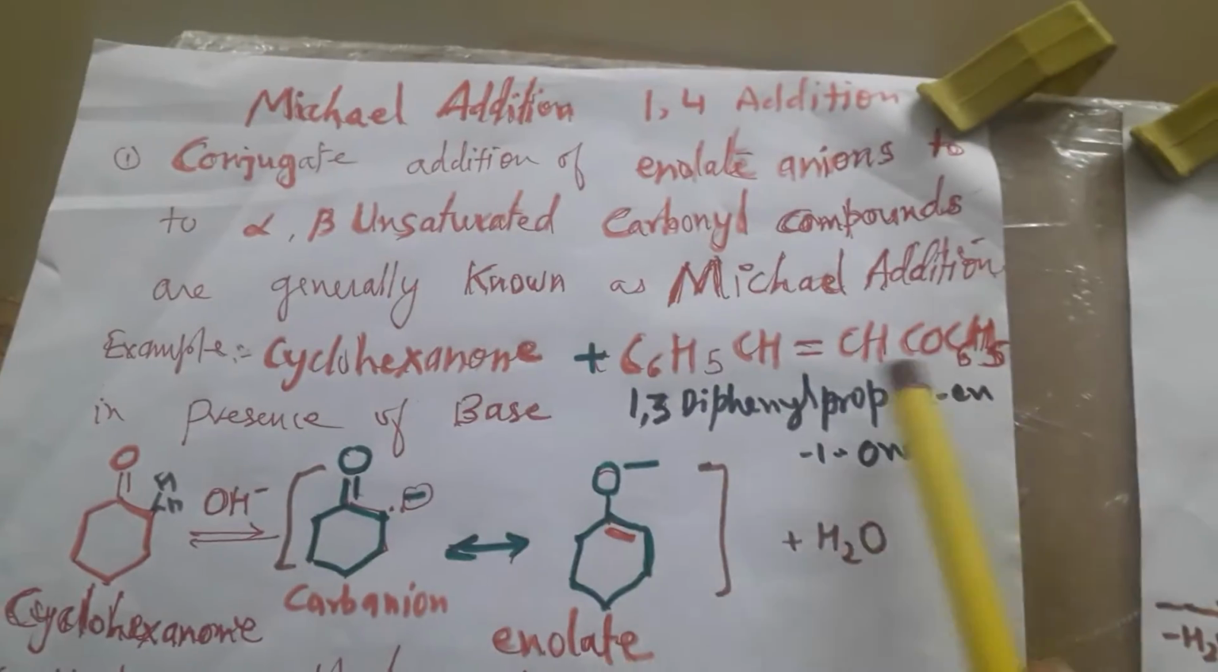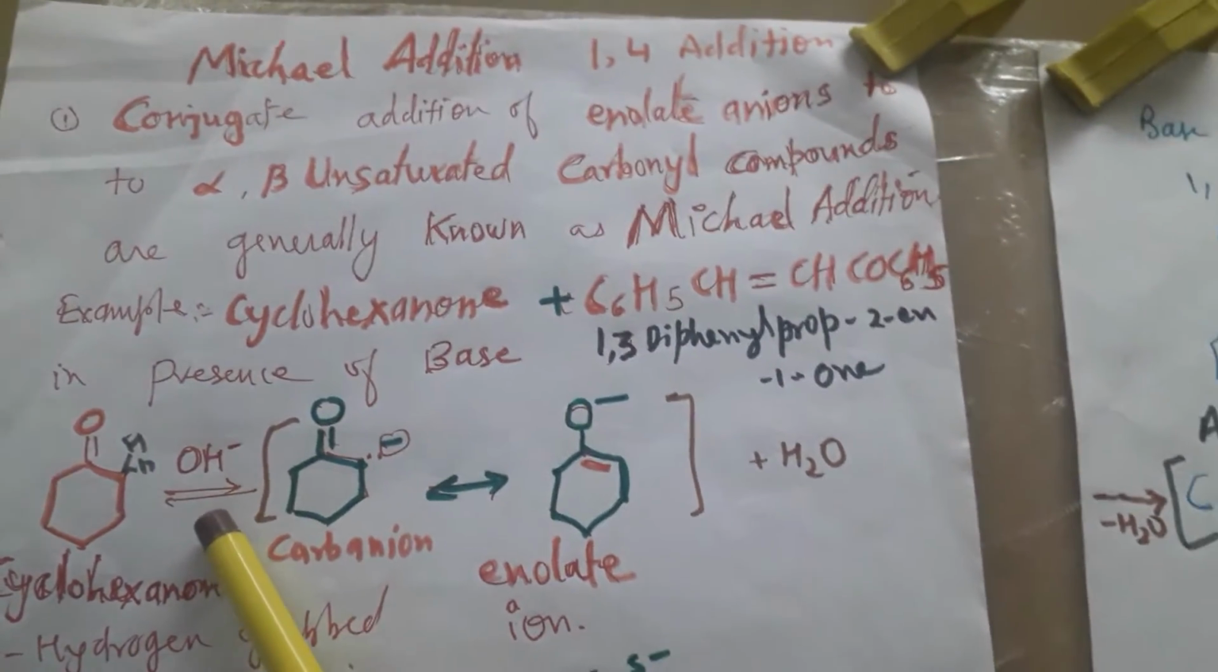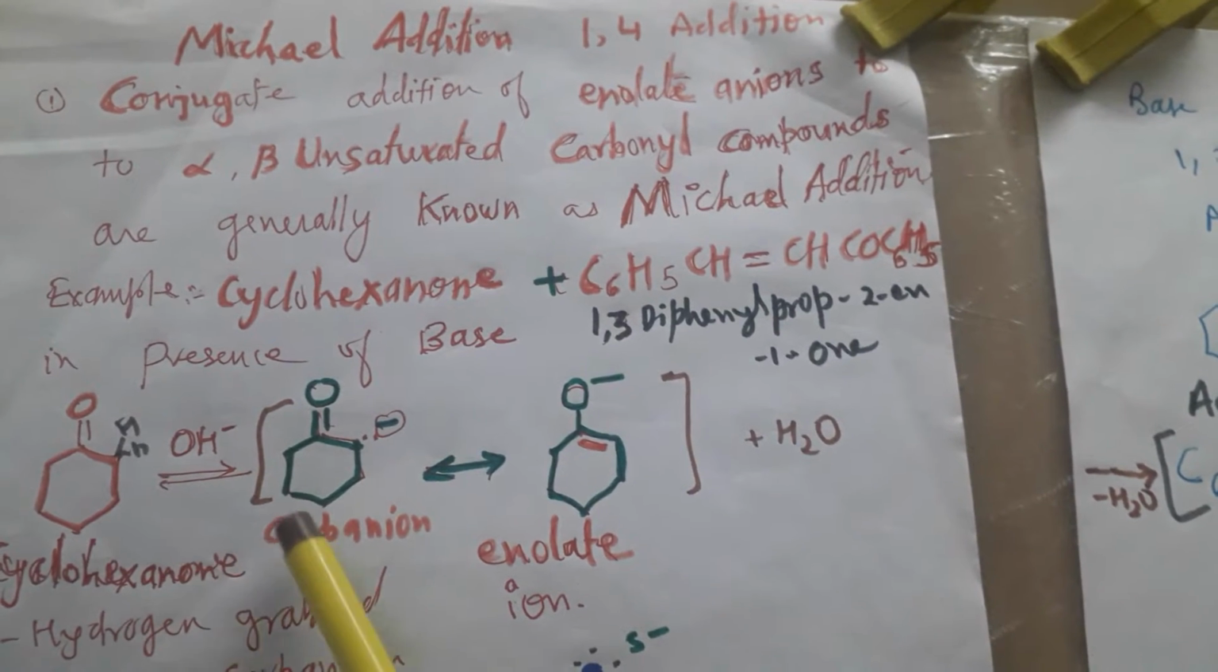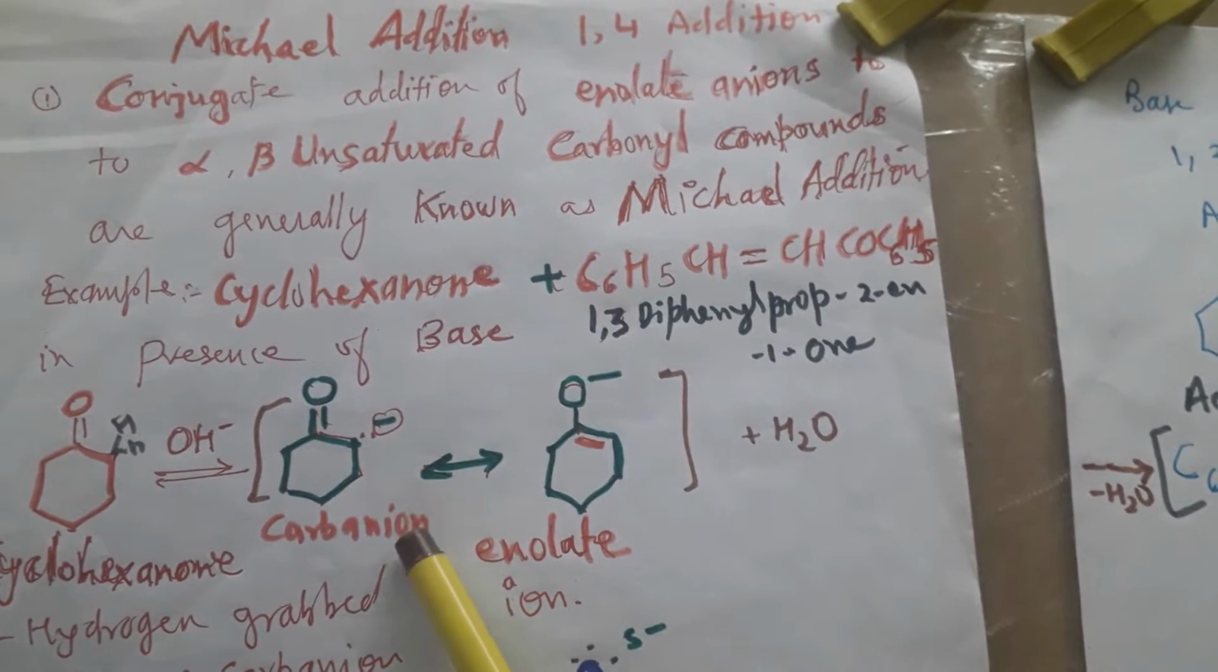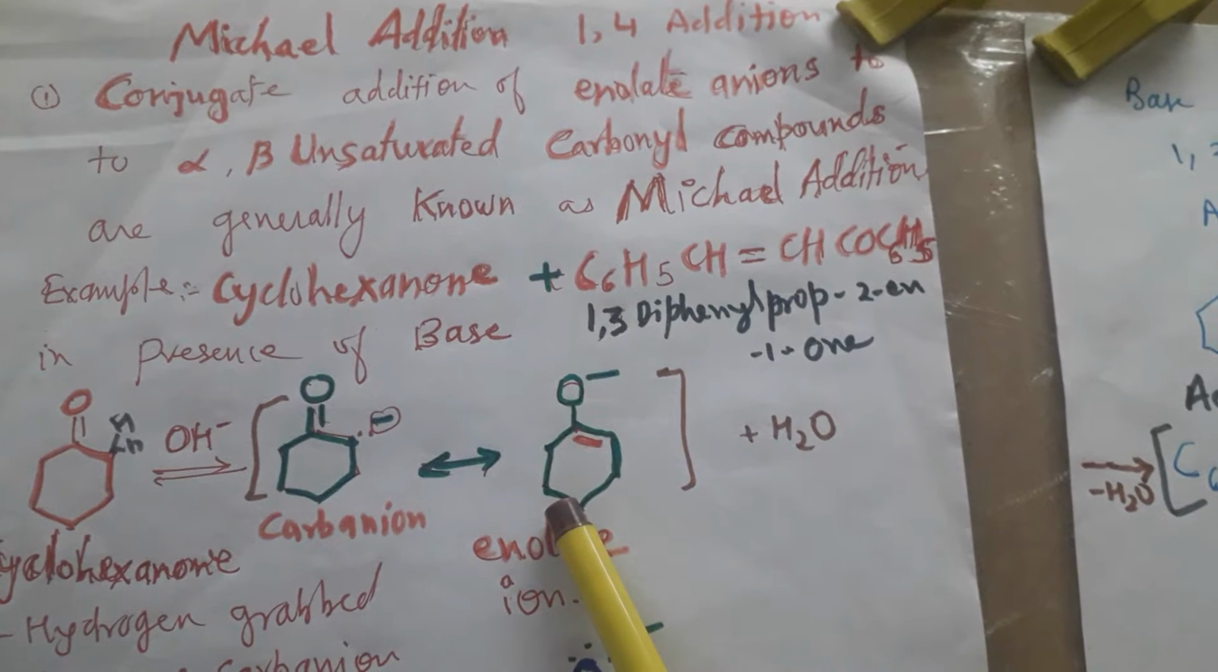So what happens in the presence of base? We are doing this reaction. So first of all, formation of a carbanion takes place. It is in resonance with the enolate ion.